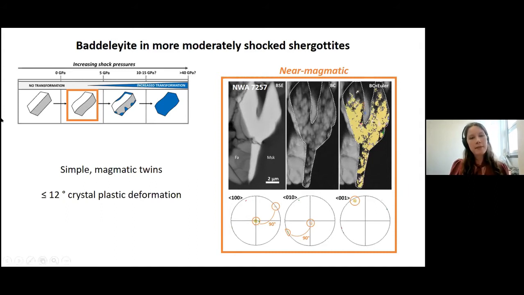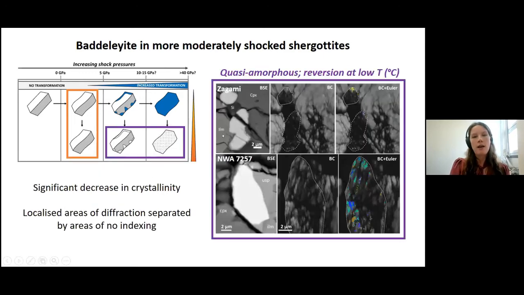So I'm just going to keep this schematic up here, which shows increased transformation. And at low temperatures, we begin to see the most abundant microstructural grouping, which is our quasi-amorphous grains. And these are marked by a significant decrease in crystallinity in our band contrast, with localized areas of indexing separated out by areas with diffraction length scales below EBSD analysis, which for us is about 50 nanometers.